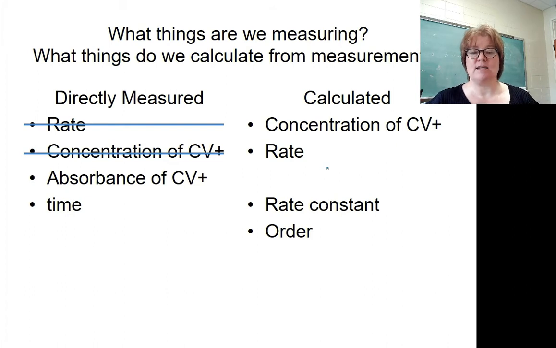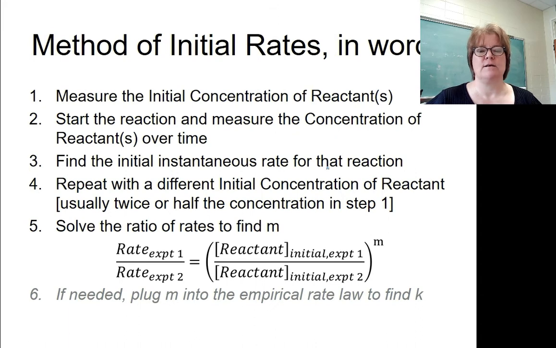So most of what we're interested in, even the things that we're going to analyze to get the rate constant and the order, are calculations. And this happens a lot. So there's a lot of calculations, and it's easy to get lost. So let's talk about the method of initial rates, just the general idea of it.